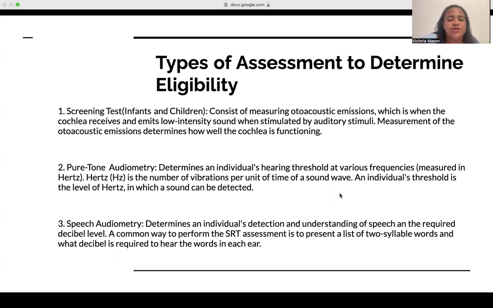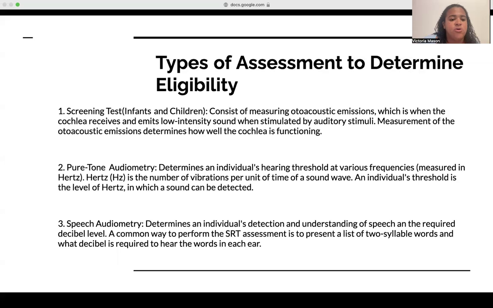To determine if somebody is eligible for a hearing impairment disability, there are three different tests that can be performed. The first one is a screening test, which is for infants and children. It consists of measuring otoacoustic emissions, which is when the cochlea receives and emits low intensity sound when stimulated by auditory stimuli. The measurement of the otoacoustic emissions determines how well the cochlea is functioning.